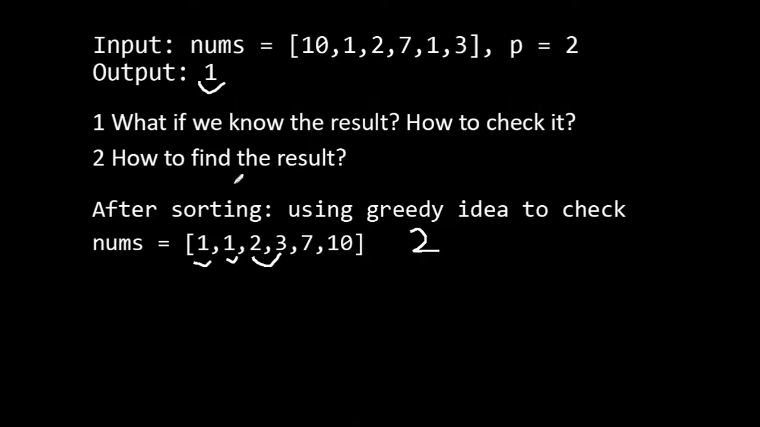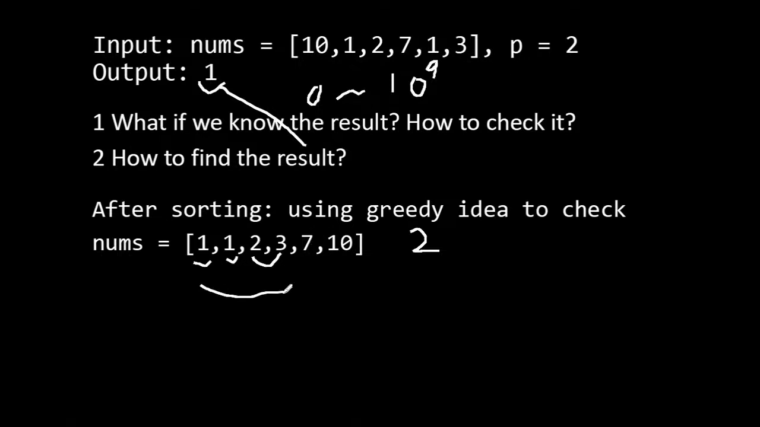So the second step is how to find the result. The result means the output. How can we find that the output is 1? Here we can use enumeration. Normally we can check one by one, like from 0 to 10 to the power of 9. But this really takes time. As we already know, Leetcode cannot pass this kind of time complexity. So we have to use a better algorithm. So binary search comes to mind.